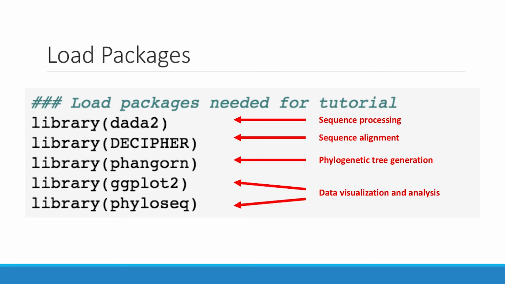The first one is the DADA2 package, for obvious reasons. That has all of the scripts needed to execute DADA2. The DECIPHER package performs a sequence alignment, and that sequence alignment is needed to construct a phylogenetic tree, which you use the Phangorn package to do. And the last 2 packages are just ggplot2 and Phyloseq, and those are just for data visualization and analysis at the very end.